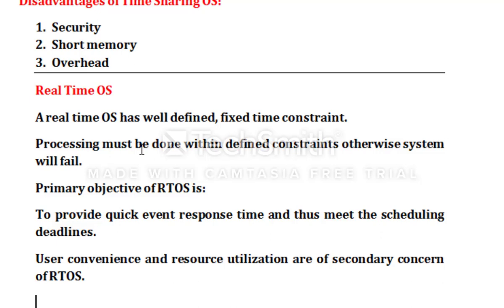It may be used in emergencies, in medical science, in the military, in research work. These are some working areas where the response must be very quick, otherwise the system will fail. So the primary objective of a real-time operating system is very clear: to provide quick event response time and thus meet the scheduling deadline. It has to obtain the result within the constraints of time. User convenience and resource utilization are not a major concern, but of course they become the secondary concern. The major concern and first priority is that the response should be very quick and within the time.